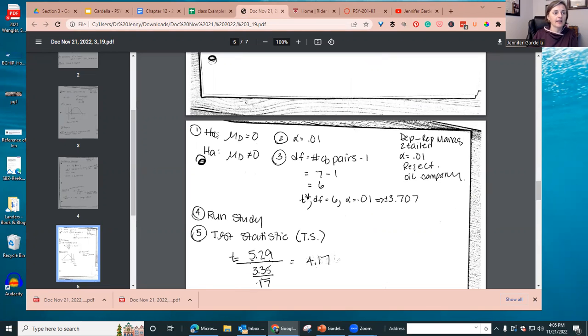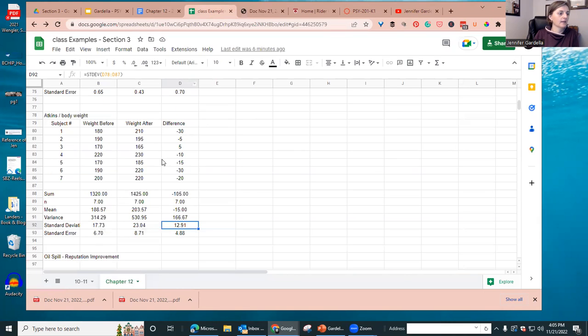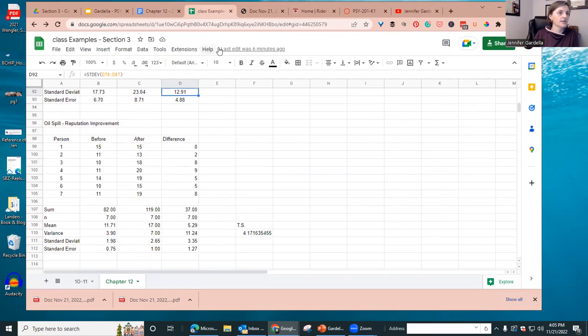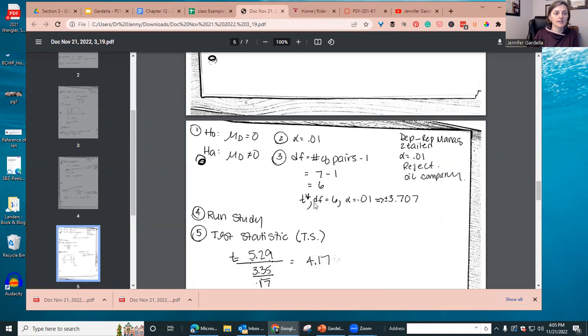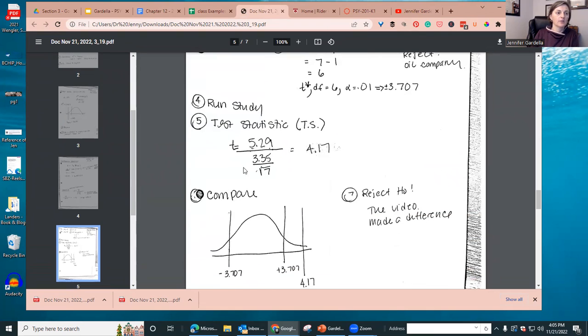So H sub O and H sub A. We have our alpha. I set it at 0.01. Degrees of freedom. There are, I forget how many pairs. Here we go. 7 pairs. So our degrees of freedom is 6, and our critical value of t with 6 degrees of freedom at 0.01 is plus or minus 3.707. We run our study, and we compute a test statistic of 4.17.